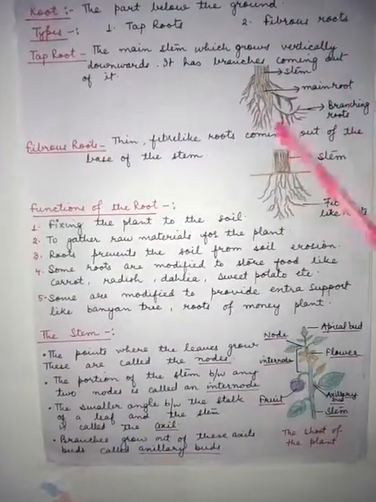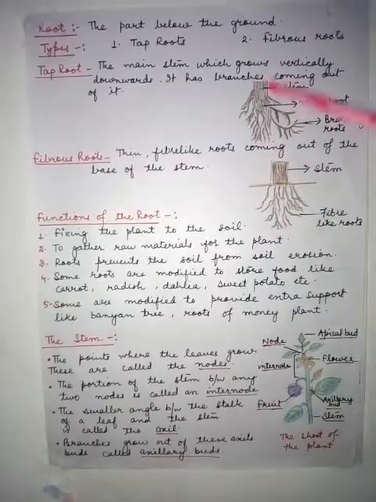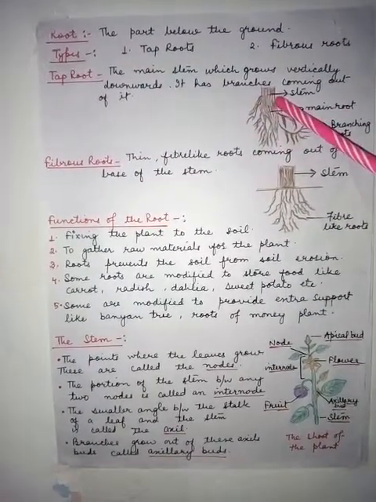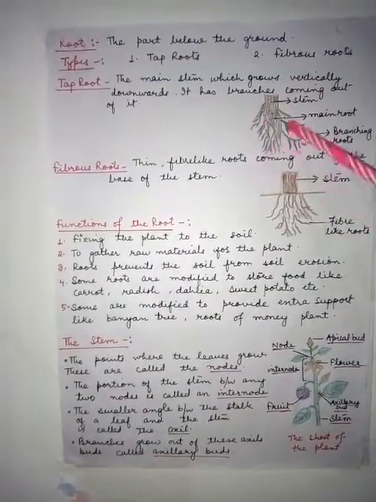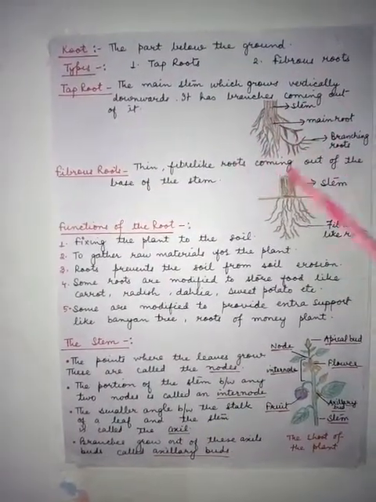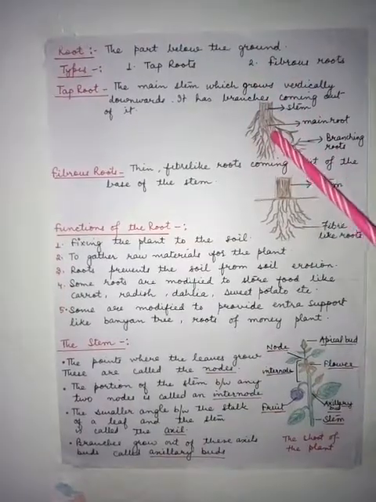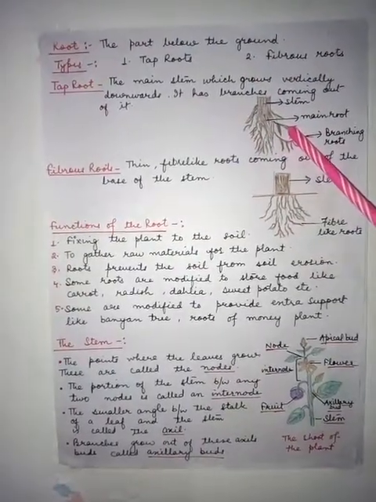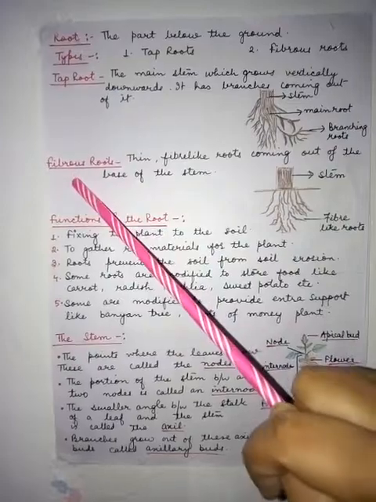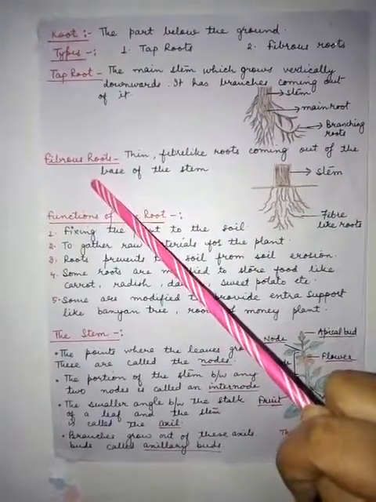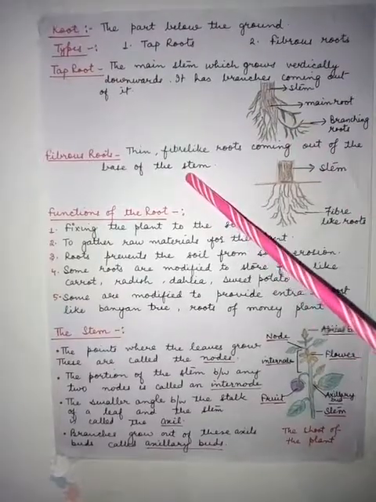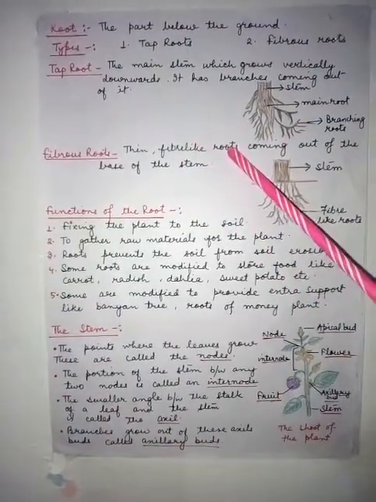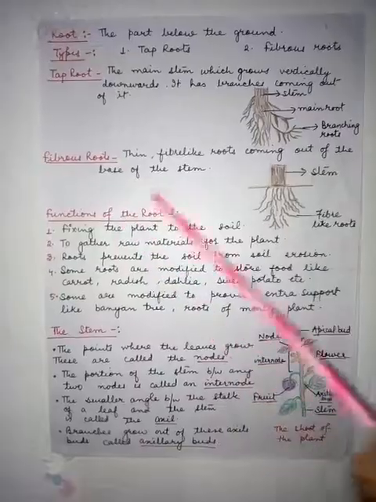As you can see in the figure itself, there is a main root which is growing vertically downwards, and then the branches are coming out of it. So you can see what kind of root it is: tap root, as you can see in this diagram very clearly. And the next one is fibrous roots. Fibrous roots means thin fiber-like roots are coming out of the base of the stem.